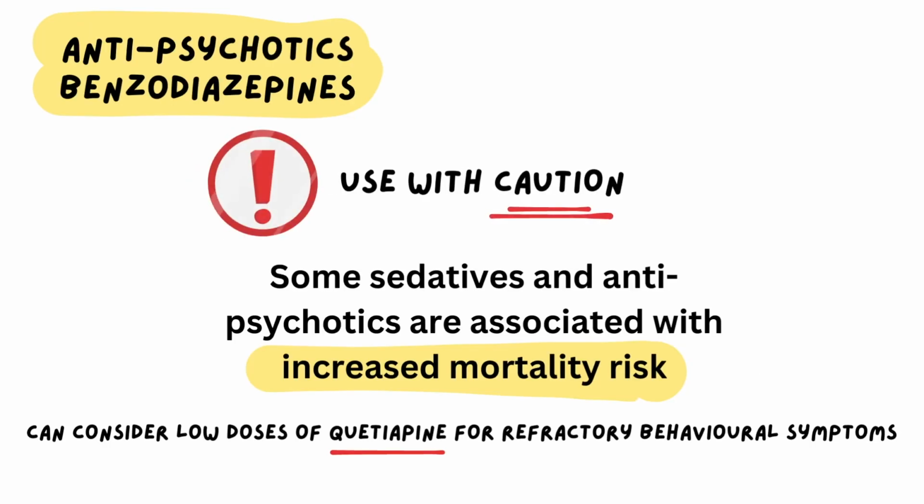Does treatment with antipsychotics and benzodiazepines increase mortality in patients with dementia? Yes, certain antipsychotics and benzodiazepines have been shown to increase risk of mortality. This includes haloperidol, risperidone, and olanzapine. If required, very low doses of quetiapine could be initiated as it has lower mortality risk compared to the rest of the antipsychotics.